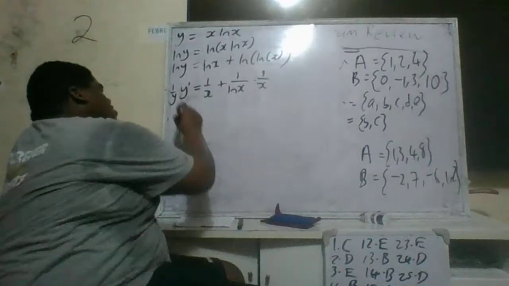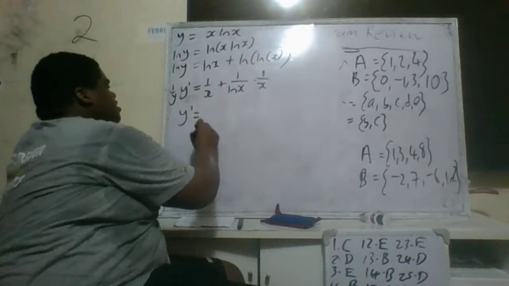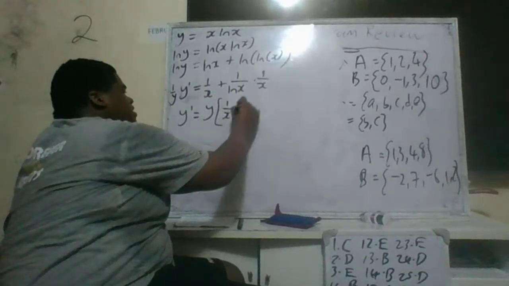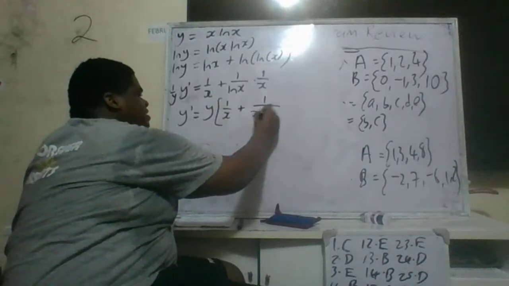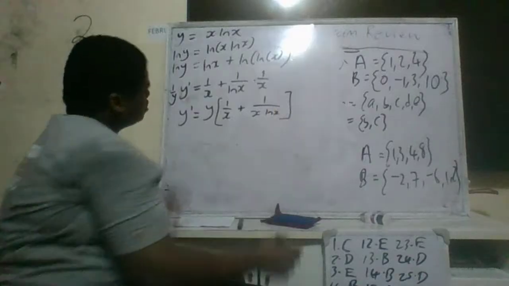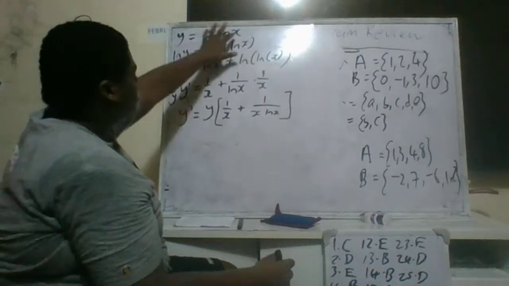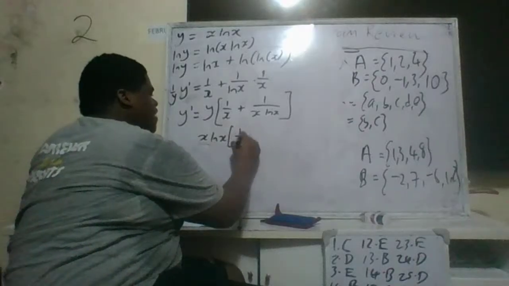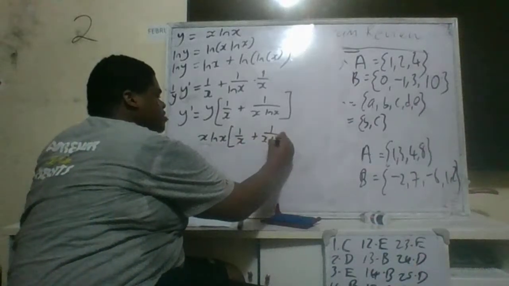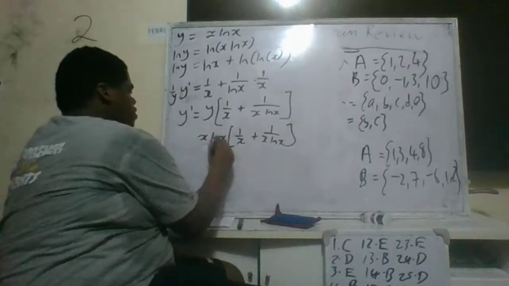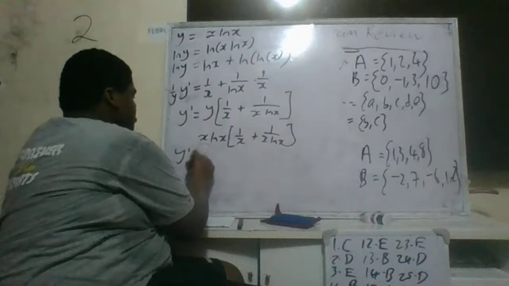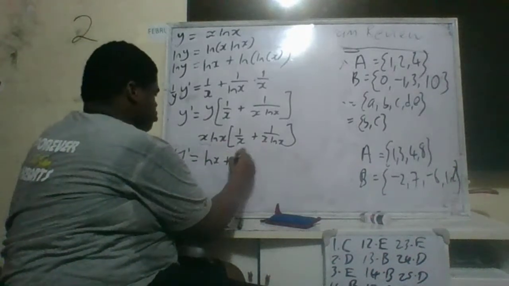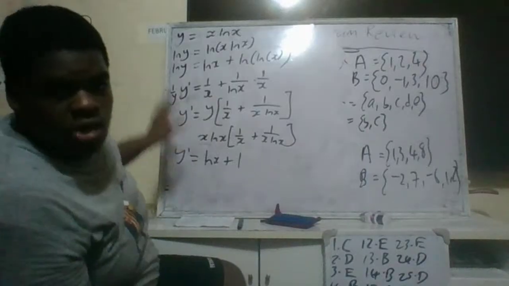Now, you multiply both sides by y. Now, y prime is equal to y times 1 over x plus 1 over x ln x. Now, what is the value for y? y is equal to x to the power of ln x. So you have x to the power of ln x times 1 over x plus 1 over x ln x. If you multiply all, you're going to have y prime is equal to the same answer we got last time.